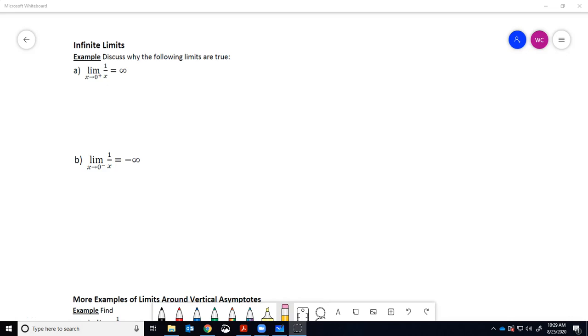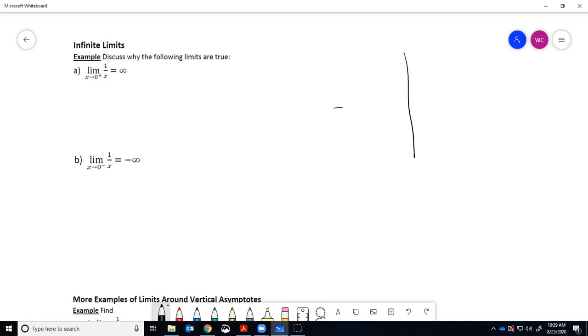Hey, in this video, we're going to discuss the function 1 over x again, but this time we're going to take the limit as x approaches 0. Why is this point, or this x value, important on this graph? Well, if you recall, we've already drawn out this graph for you one time, so let me draw it again.